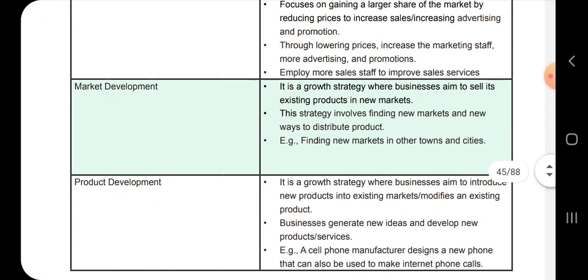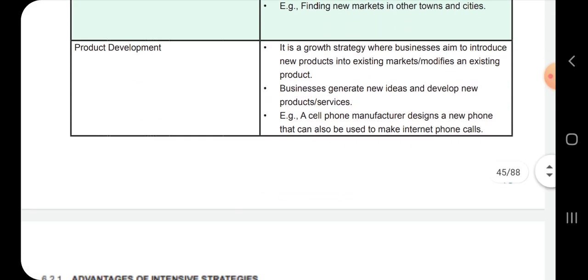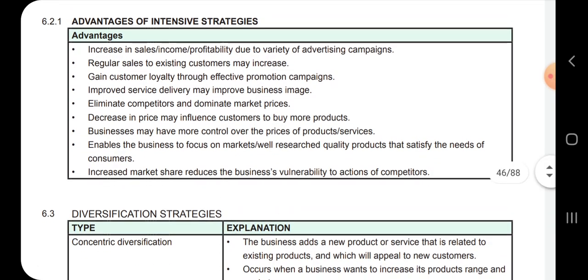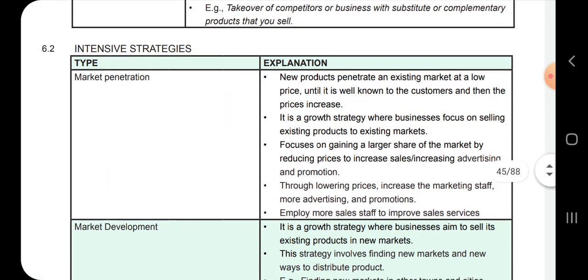And then market development is a growth strategy where businesses aim to sell its existing product in new markets. So you are taking a product that is already there to introduce it to other markets. And then product development is a growth strategy where businesses aim to introduce new products into existing markets, or modify an existing product. So you just take a product, modify it, and reintroduce it to the market. That's product development. So these are advantages of intensive strategies. Intensive strategies are the ones that we just talked about.